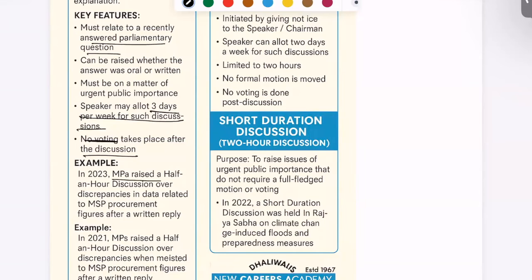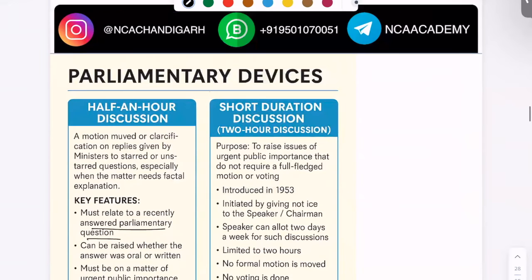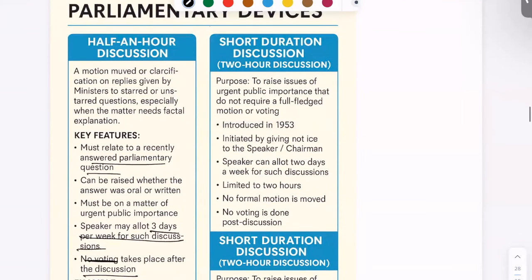In 2023, an MP raised a half-hour discussion over a discrepancy in the data related to MSP procurement figures given in a written reply. The minister said this much was procured at MSP. They said no, the data is not correct, this much was not procured. Is it clear? So it can only be done this way.